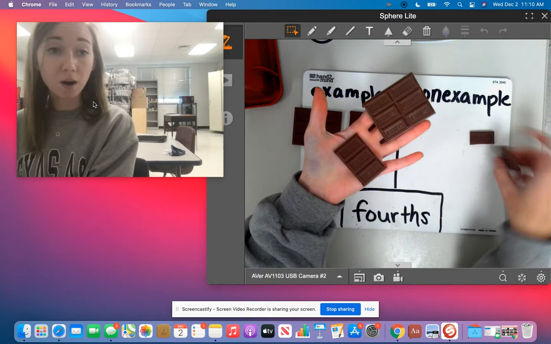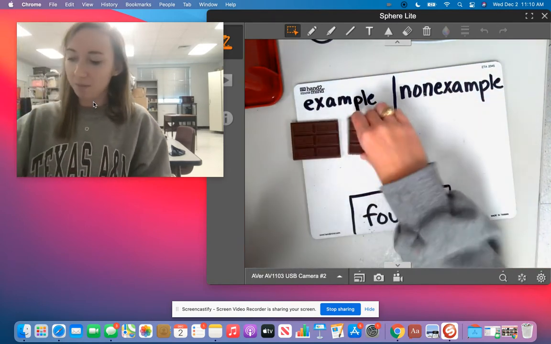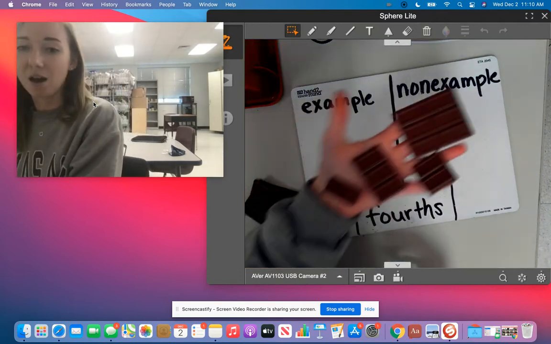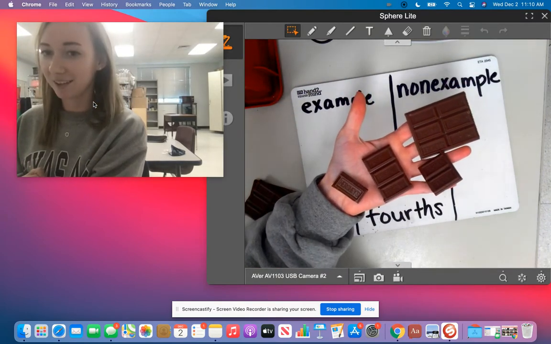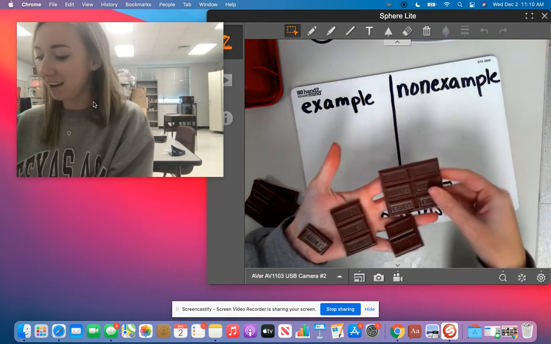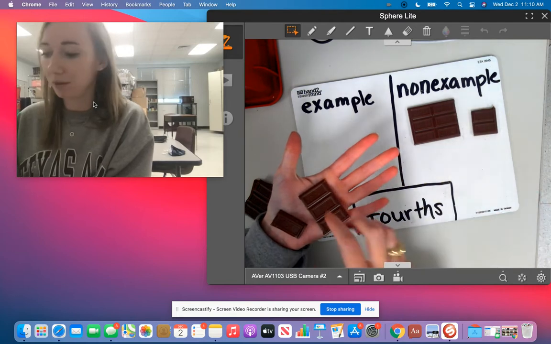So what do you guys think? I've got 4 parts, right? Is this an example of fourths or a non-example of fourths? What do you guys think? This is a non-example of fourths. Tell me why. Why is this not an example of fourths?